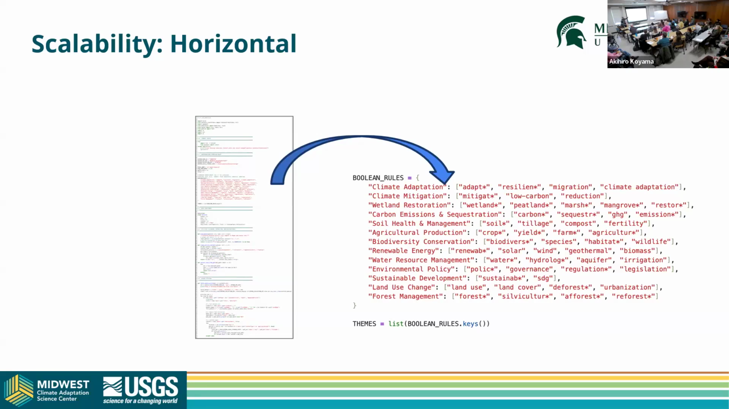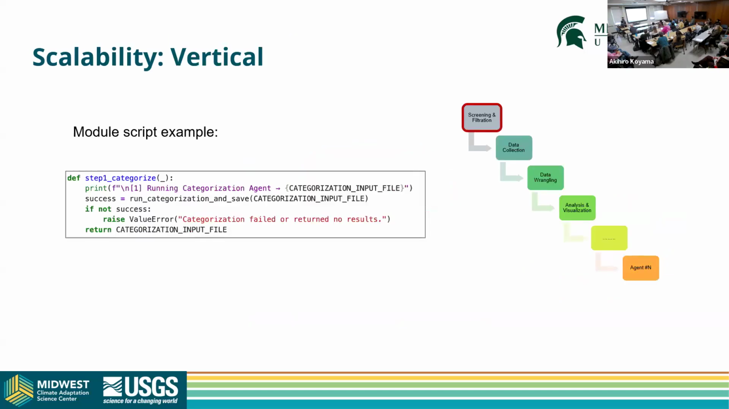So with the first one, we can add more themes and identify the articles for our research. And the other one, I call it vertical. Here, screening and filtration is what has already graduated through our system. Now we are moving to data collection, agent development, and the subsequent steps, and then data wrangling, analysis, and visualization. Each of those is modular.